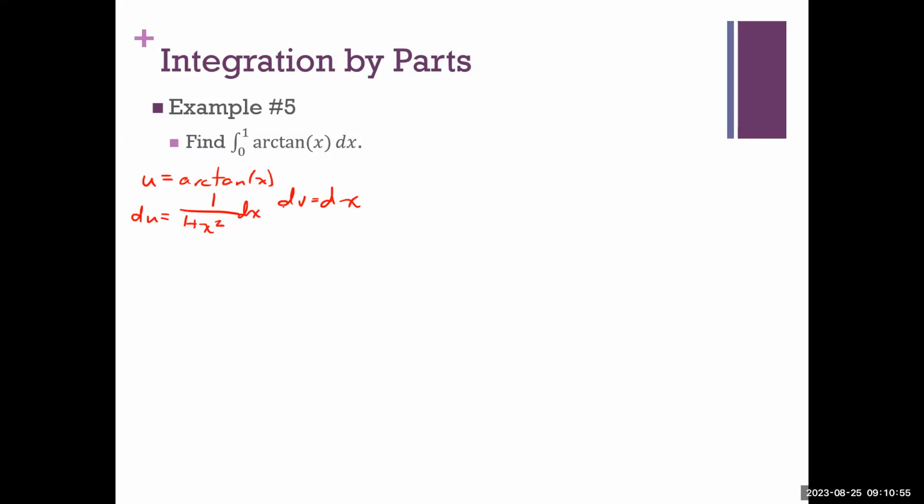Does that look familiar? Okay. I'm not organized well. So if dv is equal to dx, then what's v? X. V is equal to x. All right. So now I think we have all the pieces we need. We fill this into integration by parts. What's that going to look like?